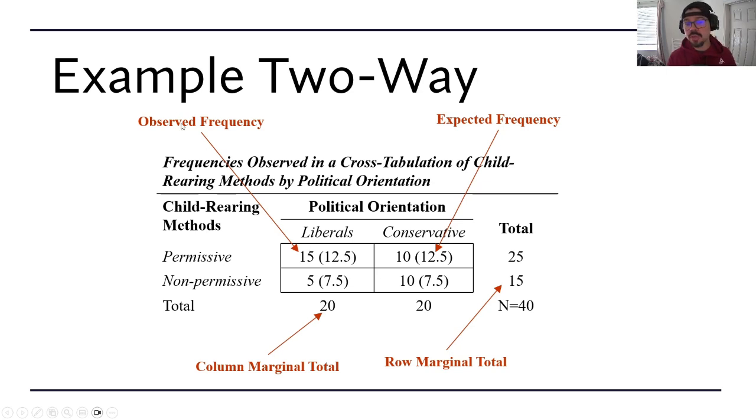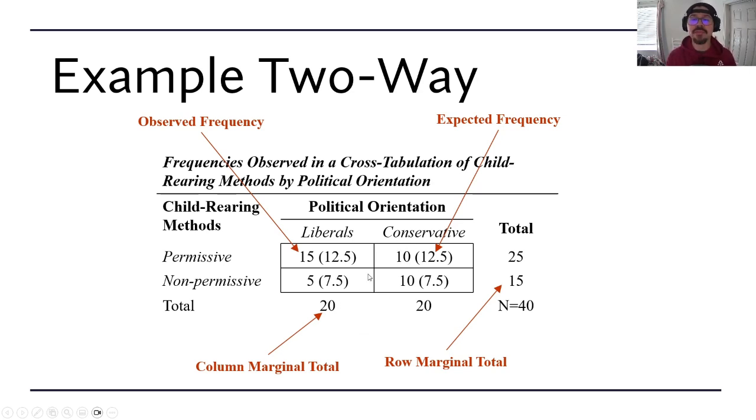In order to read this with regard to its observed frequencies and what we collected in our data, we had 15 people who identified themselves as liberal with permissive child rearing. We had 5 people who identified as liberal and non-permissive parenting. We had 10 people who identified as conservative with permissive parenting, and 10 people who identified as conservative with non-permissive parenting. So these numbers outside the parentheses indicate our observed frequencies.